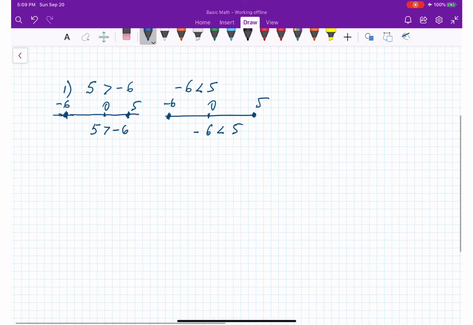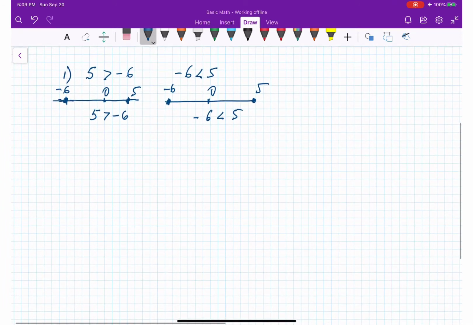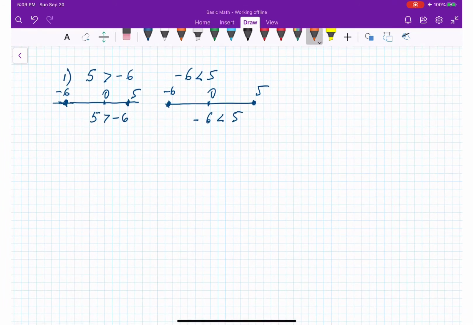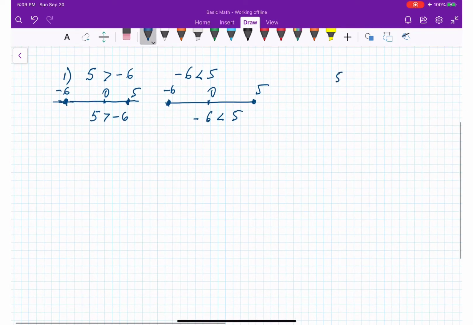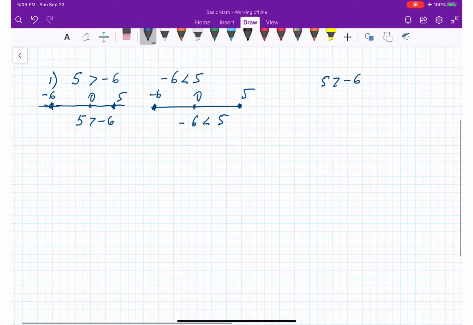So what does that mean? That means every time, let's say 5 is greater than -6, let me write it down here. If I want to flip the positions, -6 comes here and 5 comes on this side, I have to flip the sign also. Which means -6 comes here, 5 comes here, and greater will become less.